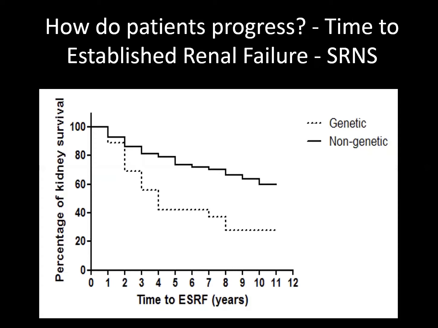We can look at various features of these cohorts. For example, we can look at time to renal failure and compare genetic versus non-genetic patients. What you can see is that the genetic group tends to progress faster, but we've refined that further, and I'll illustrate that as we go on with some of the data. Next slide.